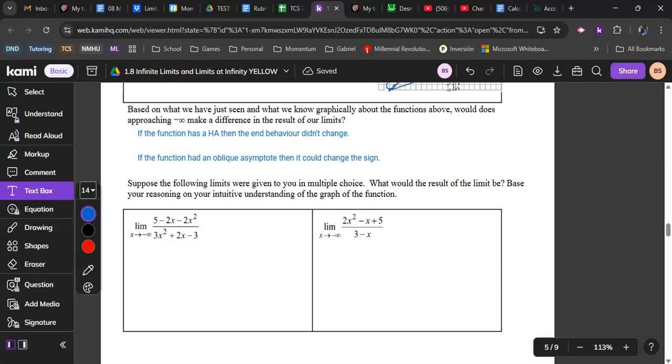Okay. Suppose the following limits were given to you in multiple choice. What would the result of each limit be? Base your reasoning on the intuitive understanding from the graphs above. Yes. Yeah, I just mean slanted. Oblique means slanted.